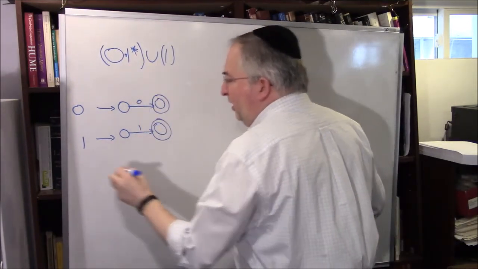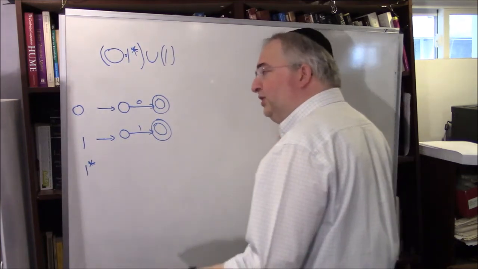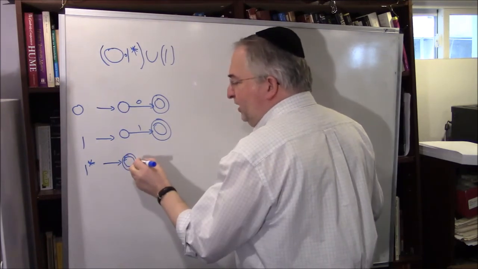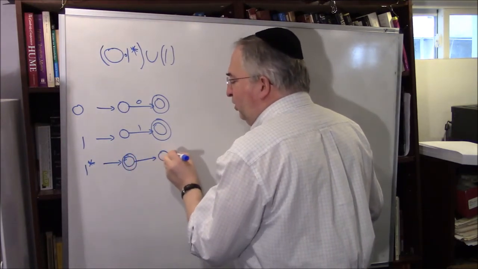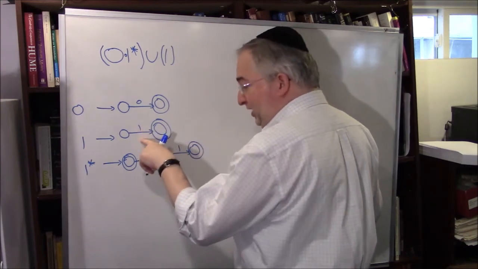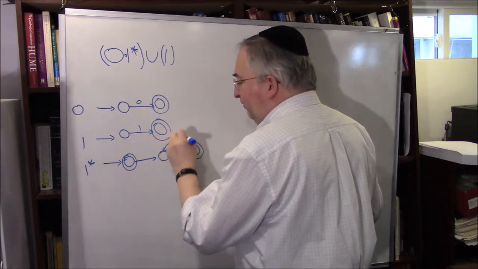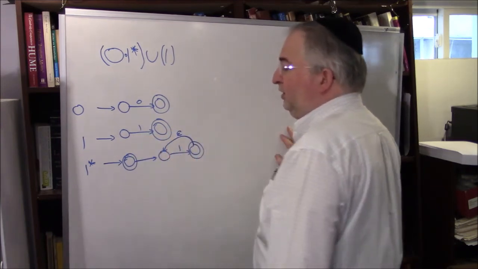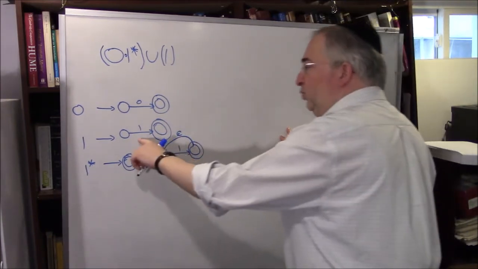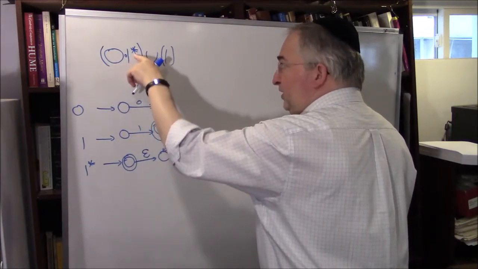Now let's do 1 star. This is the finite automaton that does 1 star. How do you do 1 star? We did this. You add in a new starting state, which is an accepting state. Then you bring it together with this. Okay, that's the new thing. And you have a return to the beginning. This is an epsilon move. Okay, that's 1 star. So we did 1 star.